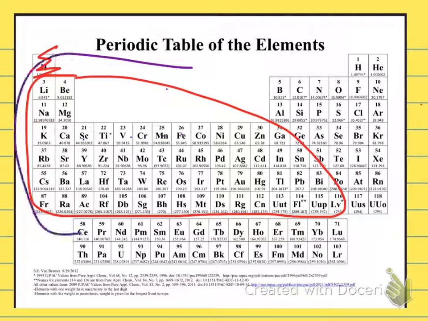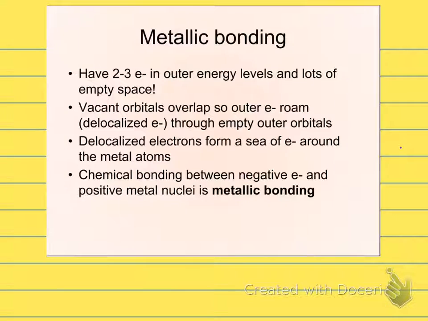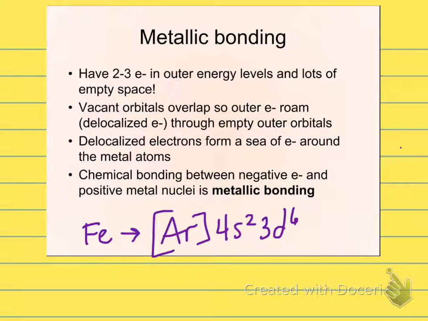Okay, so do you remember where to find metals on the periodic table? Yeah, it's roughly all this stuff. The line gets a little fuzzy over here, so I'm really fudging it. But we're going to talk mostly today about the transition metals. That's the D block. So what is metallic bonding again? Well, in most of the transition metals, we find 2, 3, 4 electrons in those outer energy levels and lots of empty space.